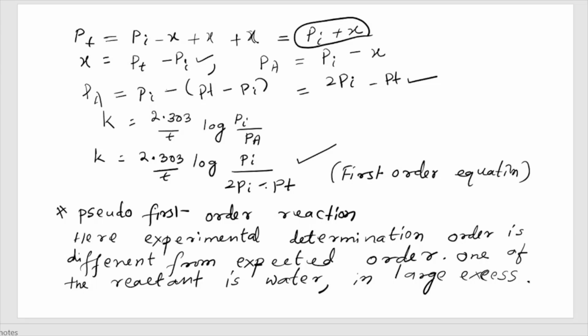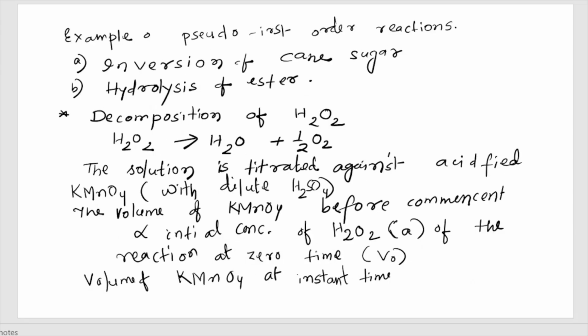If the concentration is large, that is, it is a constant value, it is not calculated. Here are examples of pseudo first order reactions, very important in our 12th class chemistry: inversion of cane sugar and hydrolysis of ester. For these two, we will use different types of formula. Inversion of cane sugar we will study later in a coming video, but first you will see hydrolysis of ester.